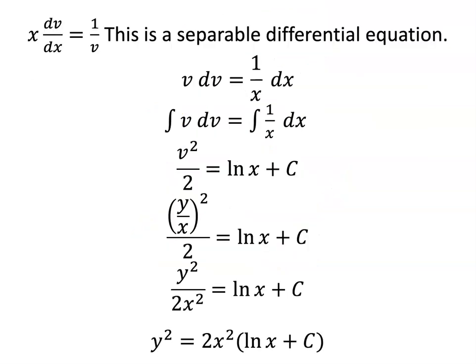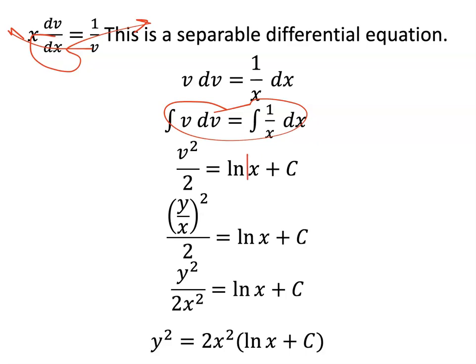This is a separable differential equation, so let's separate it. We're going to move the v to the other side. We'll move the x and the dx to this side, and we end up with v dv equals 1 over x dx. And then we integrate. The antiderivative of v dv is v squared over 2. The antiderivative of 1 over x dx is natural log x plus c.